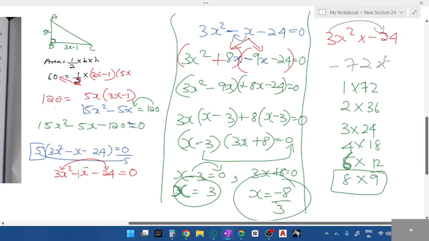So we got two answers, right? x is 3 and x is minus 8 by 3. Which is positive, students? Take the positive value. Which one will you take? First go through this entire calculation, whatever I've done.